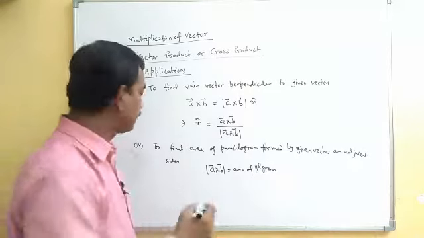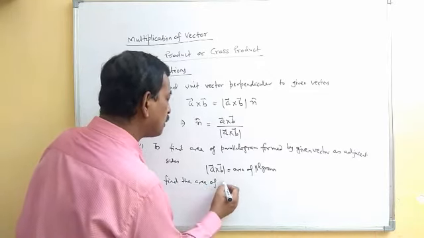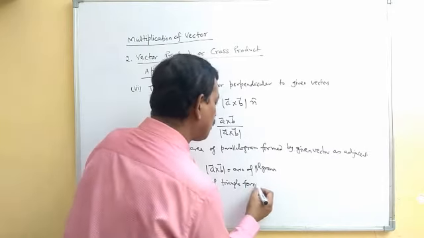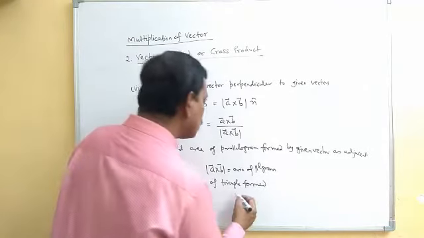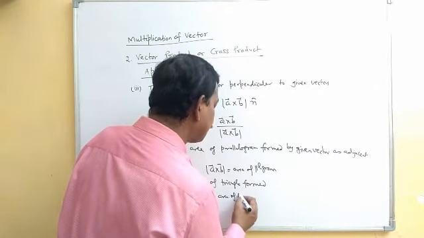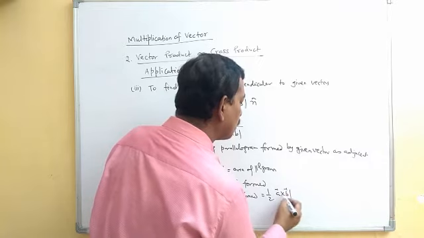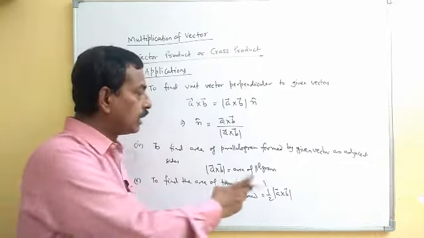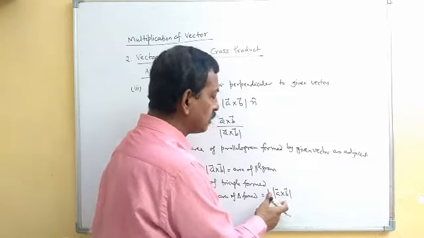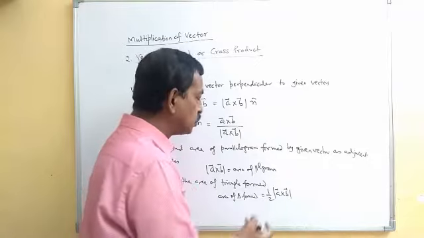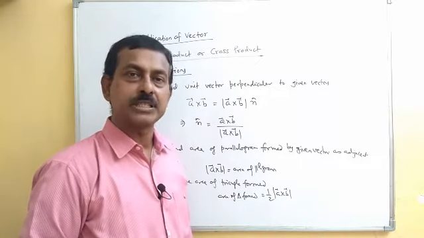Similarly, if it is asked to find the area of the triangle formed by given vectors as adjacent sides, the area of the triangle formed will be half the magnitude of the cross product, because the magnitude of the cross product of the two vectors is the area of the parallelogram, which is twice the area of the triangle. So you find the cross product of the two vectors, take its magnitude, divide by 2, and you will get the area of the triangle formed. So this is another application of the cross product of vectors.